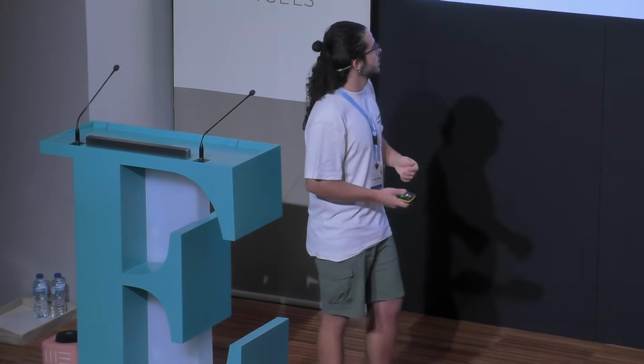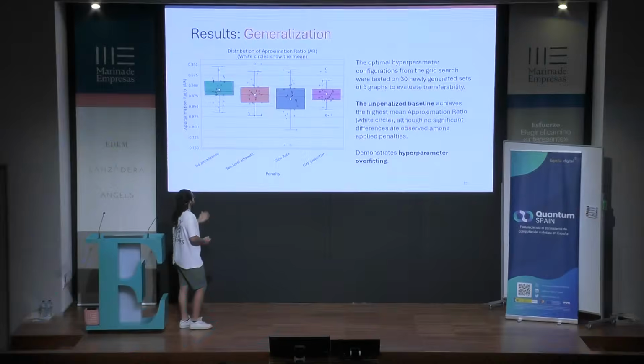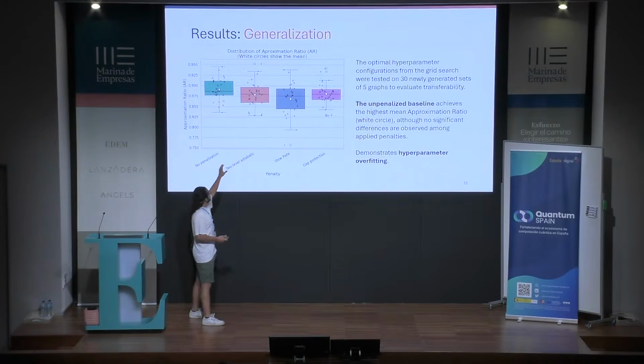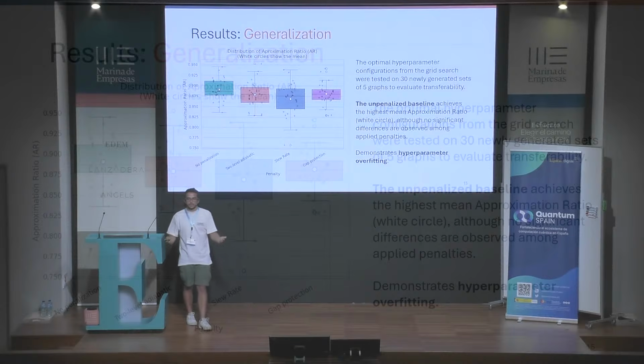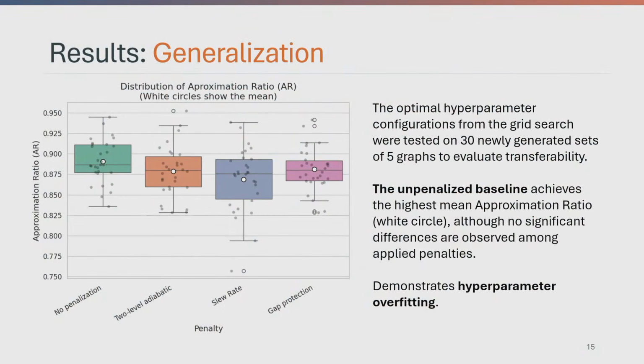And finally, even though these are our hardest graphs, almost all of them achieve a really high approximation ratio, so it's difficult to see a clear advantage of the penalties. Moving on to the generalization analysis, here each data point represents an optimization that was run over a completely new set of graphs with the configuration that we found optimal in the previous stage.